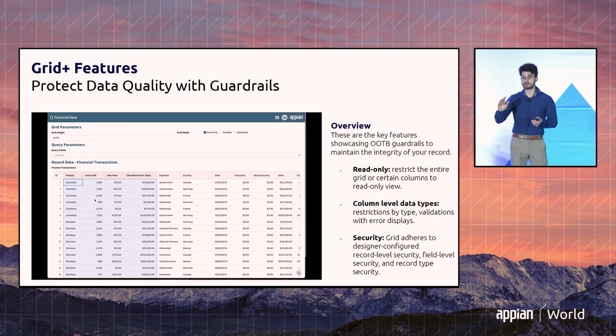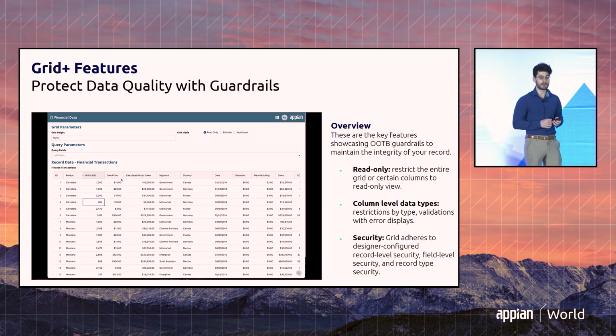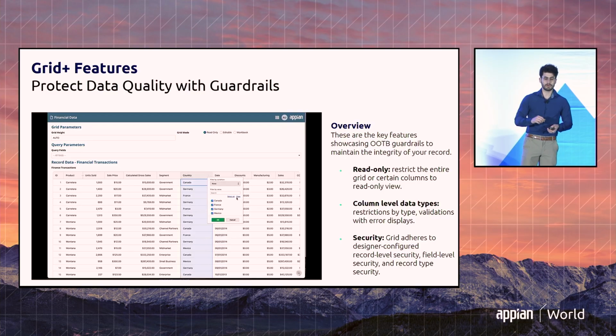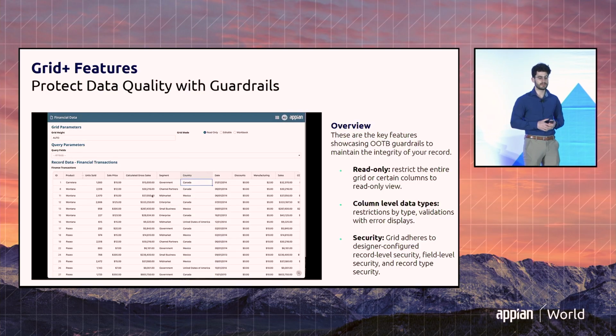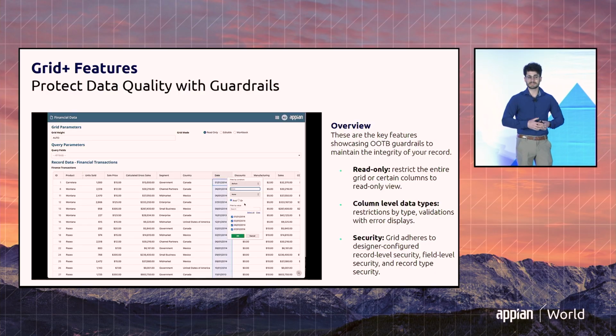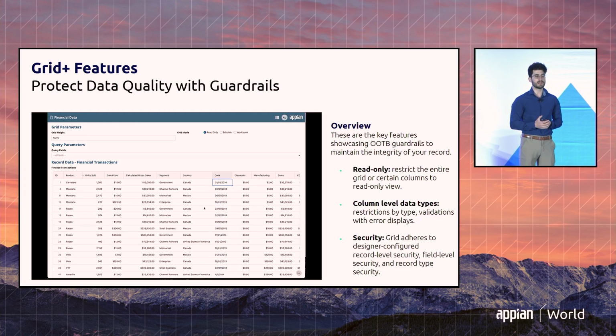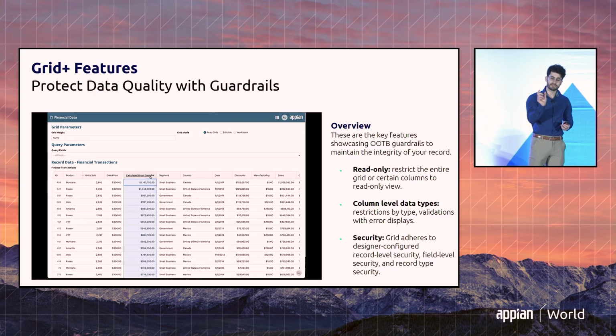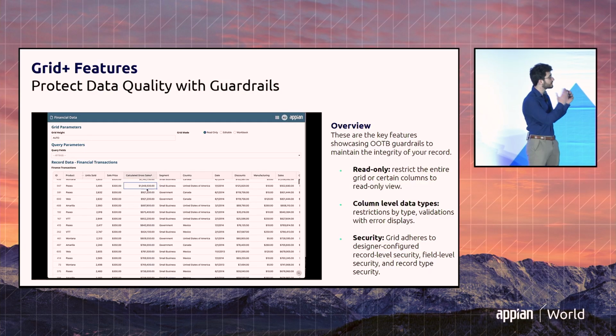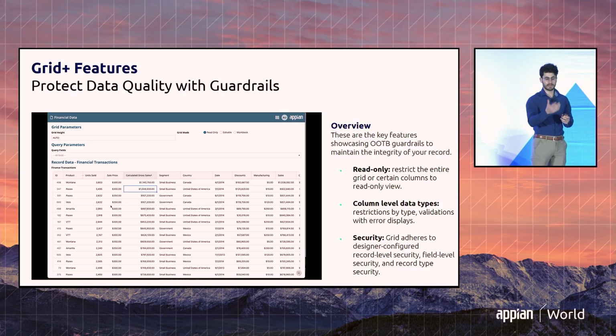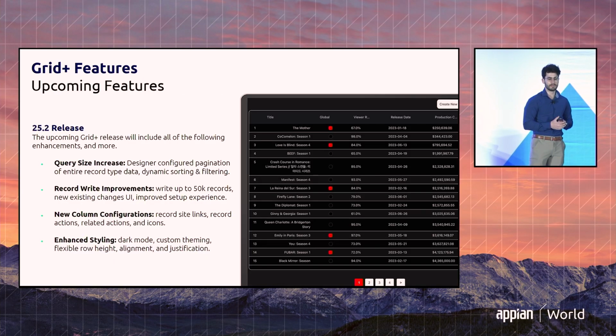Out of the box, it comes with all the security features that you know and love from record types, so record level security, column level security, record type security, field level security. And for those of you that are unfamiliar with this Appian lingo, this basically means that when you set up your record type, you can set up different users to have access to that table as a whole, as well as directly customize what rows, what columns, and even what fields they have access to. And then you set it up once, and then it automatically is configured in the grid as well.